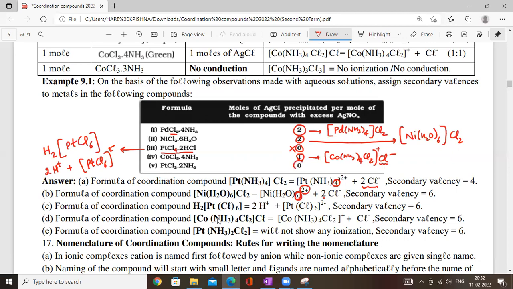Now in this case none of the chloride ions is giving the test, meaning two ammonia and two chlorides are inside the coordination sphere. So I can write down Pt(NH3)2Cl2. This is the correct option. So if you can see Pt(NH3)2Cl2 and none is present outside, that's why it is not going to give you any ions in the solution, because nothing is there outside the coordination sphere or entity. But here the secondary valencies are 2 plus 2, that is 4.